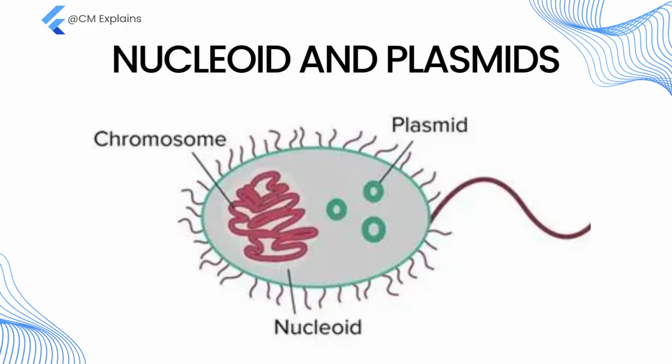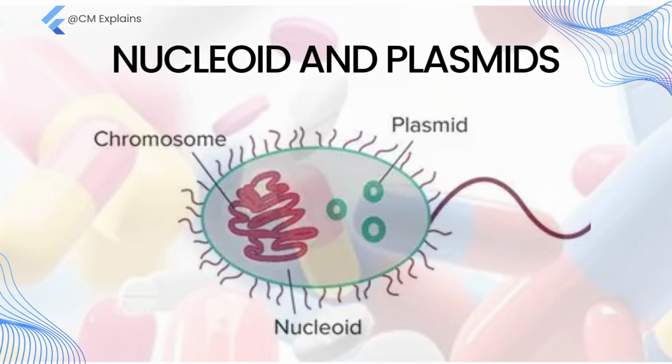They are small and circular, typically containing a few thousand base pairs, smaller compared to the chromosomal DNA. Another point is independent replication. Plasmids can replicate on their own, separately from the main bacterial chromosome. They carry special genes. They often contain genes for antibiotic resistance, toxin production, enzyme production, and virulence factors, which are factors that increase disease-causing ability.